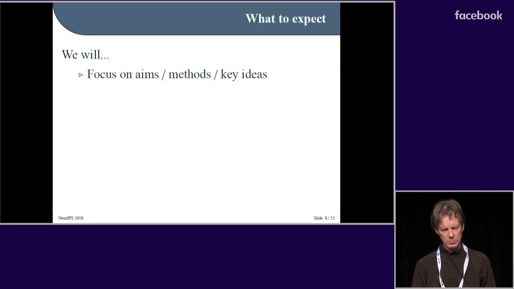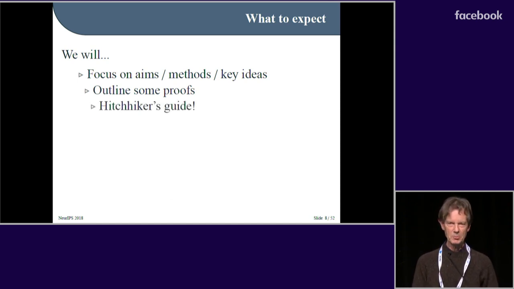So things we will do, we'll focus on the aims, the methods, and the key ideas. We'll give outlines of some proofs. And we're aiming at what we're calling a hitchhiker's guide, in the sense that we want to give you an understanding of what you can get out of statistical learning theory, how it can help you in maybe thinking about algorithms, thinking about performance, and exploiting the methods that statistical learning theory can provide.